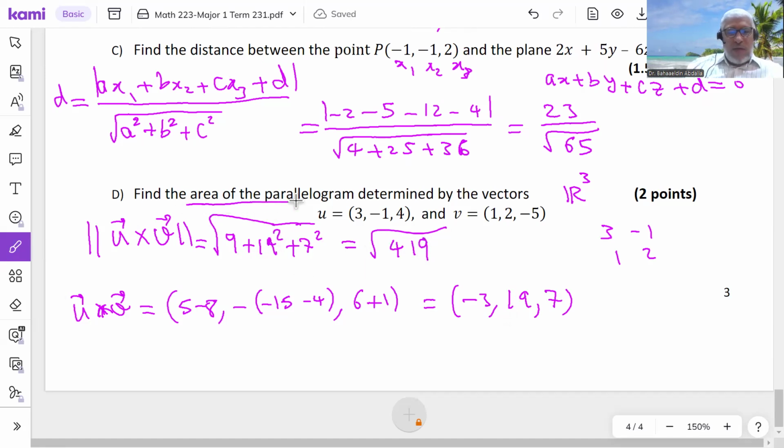So the area of the parallelogram is equal to this. Area is equal to this, okay? Is equal to norm of U cross V.